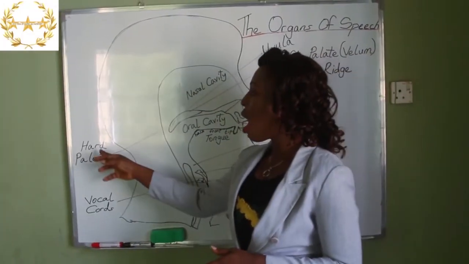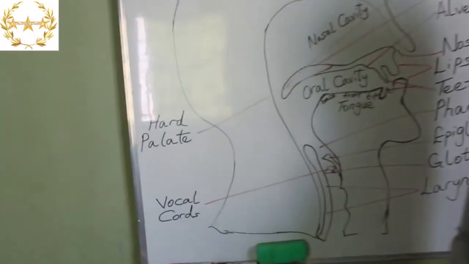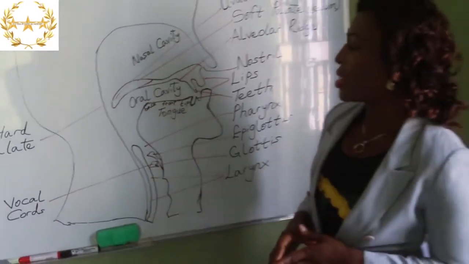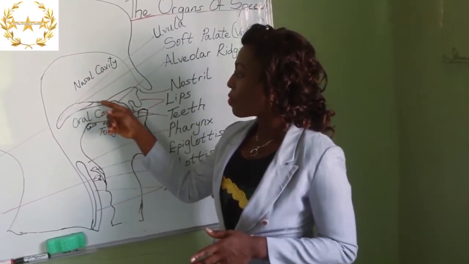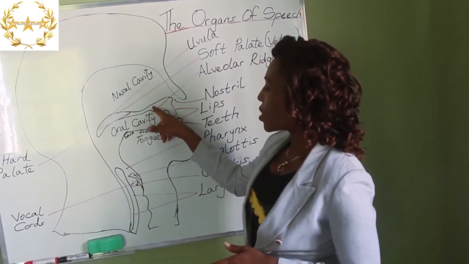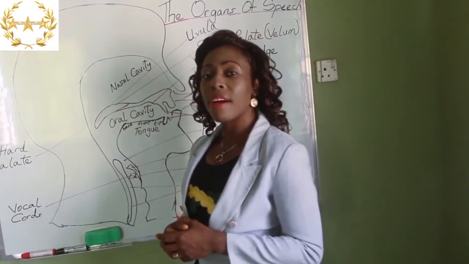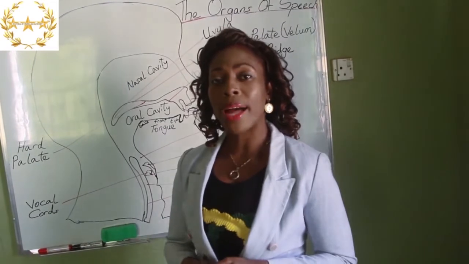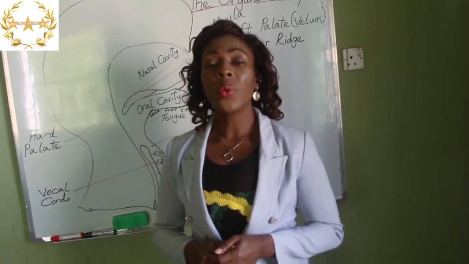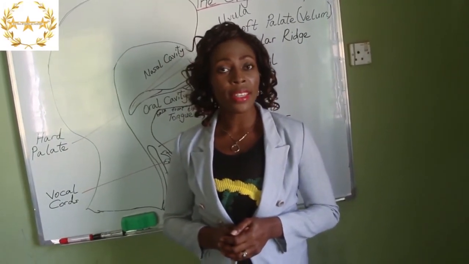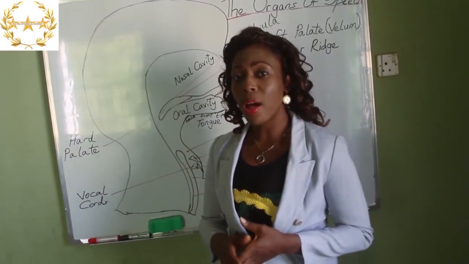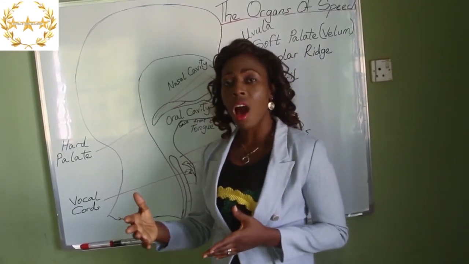We have the hard palate. Can you say it? The hard palate is the first half of the roof of the mouth immediately after the alveolar ridge. In your mouth, you can use your tongue to touch it. The roof of the mouth, the part after the alveolar ridge, is called the hard palate.